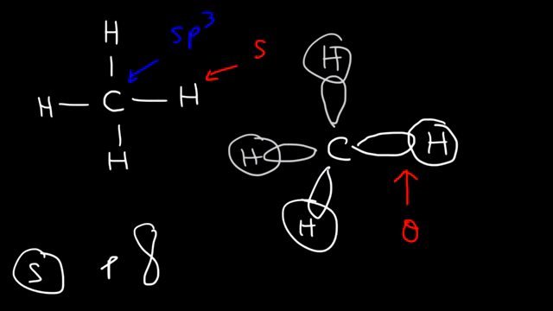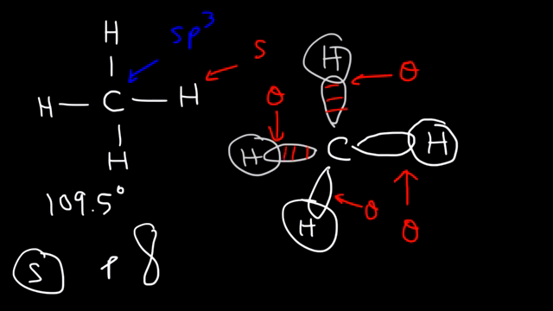Methane has a tetrahedral molecular geometry with a bond angle of 109.5. So as we can see, there are 4 sigma bonds. Every time an sp3 hybrid orbital overlaps with an s atomic orbital, that's a sigma bond. So all of the hybrid orbitals, I'm going to shade in red so you can see it.